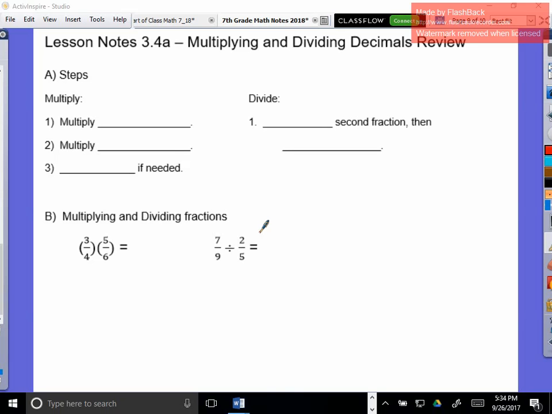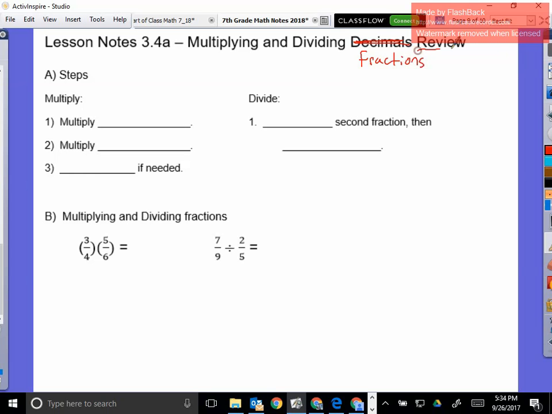We're moving further into chapter 3. Now we're on 3.4a, and we are in this incredibly awesome chapter of fractions and decimals. I know you guys love this chapter, and what we're going to do in this lesson is not what this title says. We're going to multiply and divide, but we're going to be looking at fractions. Decimals will be the next lesson. Fractions is going to be this lesson here.